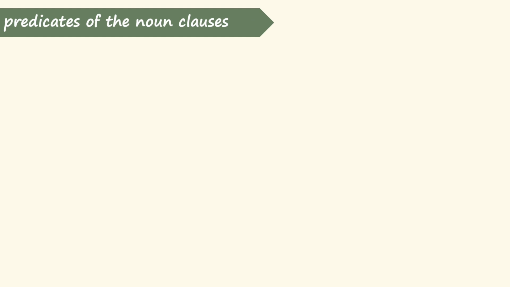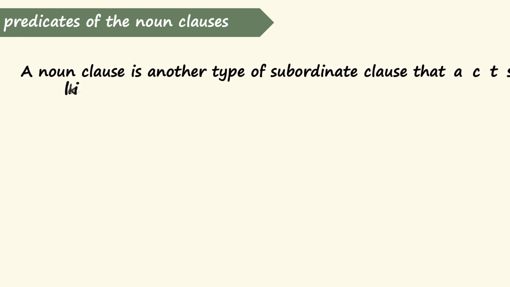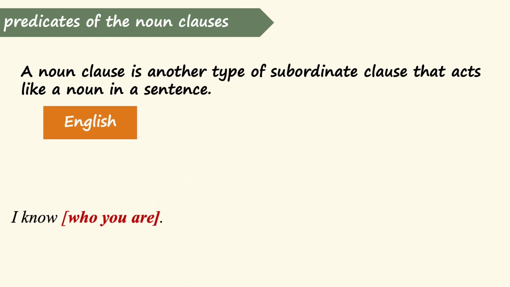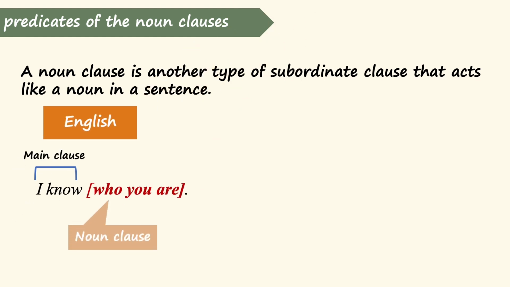Present participles can be used in the predicates of noun clauses. A noun clause is another type of subordinate clause that acts like a noun in a sentence. For example, I know who you are. Here, who you are is a noun clause, whose subject is you and the verb is are. In English, noun clauses start with the pronouns that, which, who, why, and so on. In Kazakh, there are no such pronouns that appear in the noun clauses. On the other hand, the predicates of noun clauses are attached by participle suffixes to show the dependency.